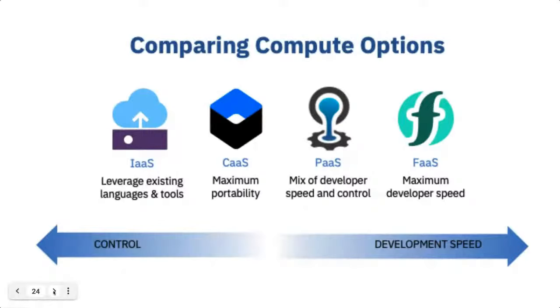We're going to talk about this a little bit more, but when we're talking about IaaS, infrastructure as a service, we're talking about things like VMs. When we're talking about CaaS, or container as a service, we're talking about things like Kubernetes. When we're talking about PaaS, platform as a service, we're talking about things like Cloud Foundry or IBM's Kubernetes as a service. And when we're talking about FaaS, or function as a service, otherwise known as serverless, we're talking about things like Code Engine or IBM Cloudant.